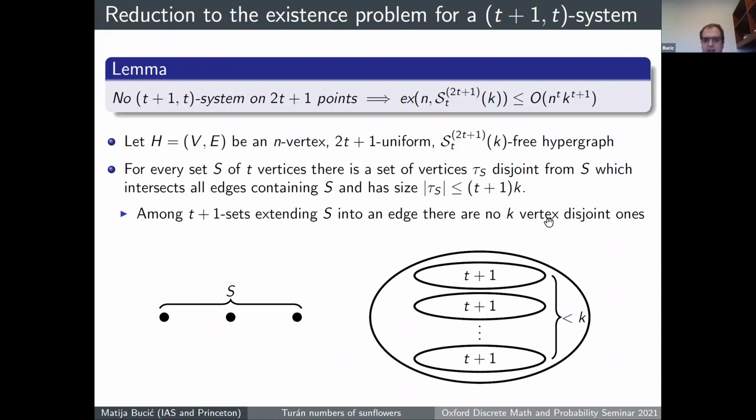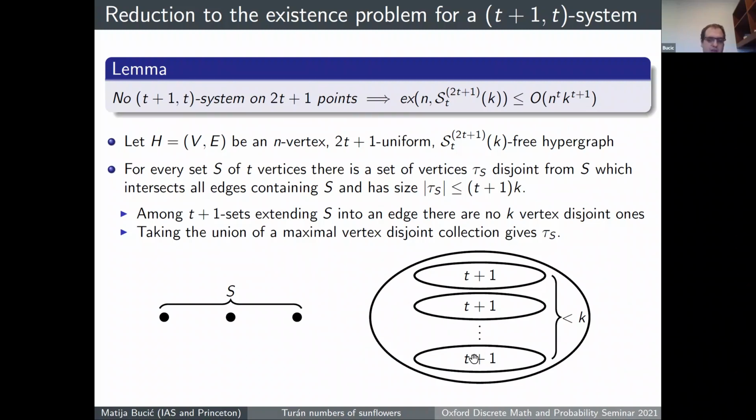Okay, so we cannot have more than K such vertex disjoint objects. So we just take a maximal collection. And I claim that if you take the union of the vertices of this maximal collection, this will give us a cover. And the reason is, the size constraint is easy. We have less than K of them. Each of them has size T plus 1. So their union will have size at most T plus 1 times K.